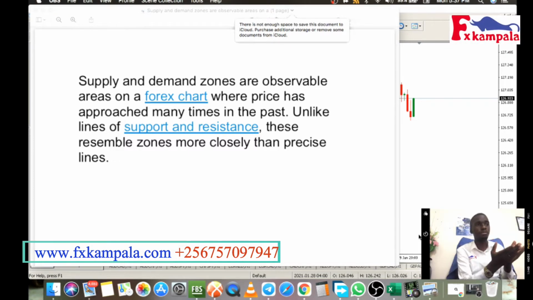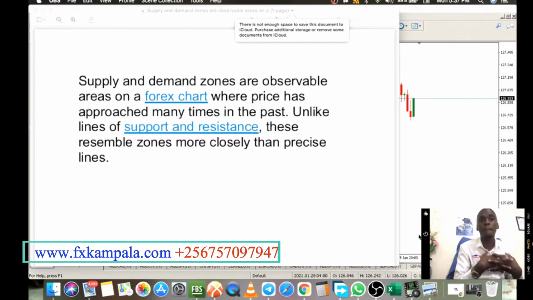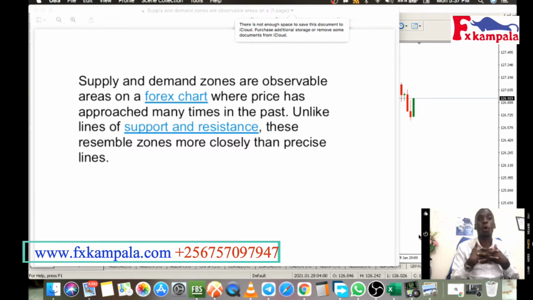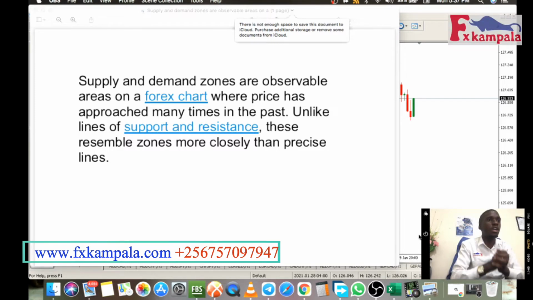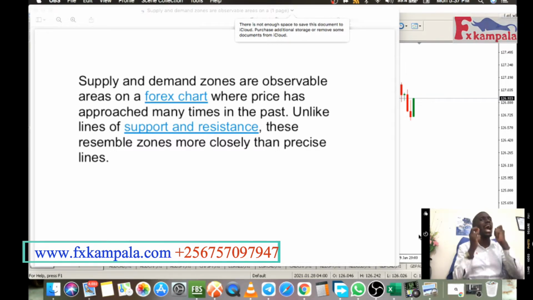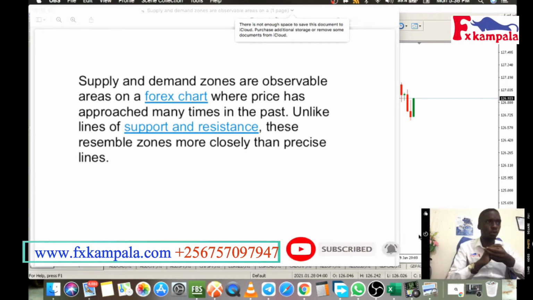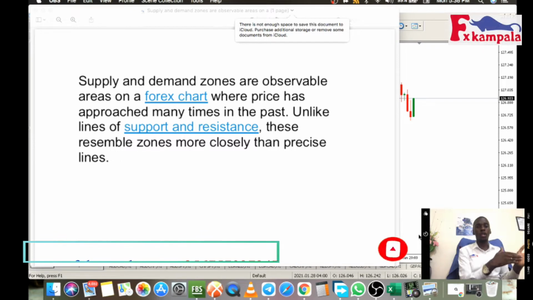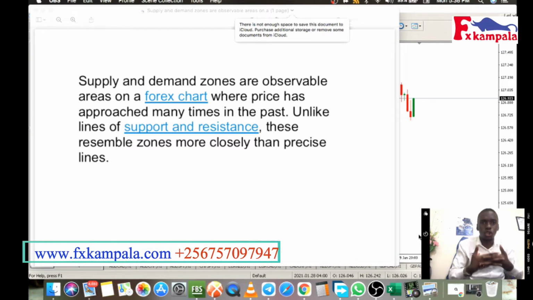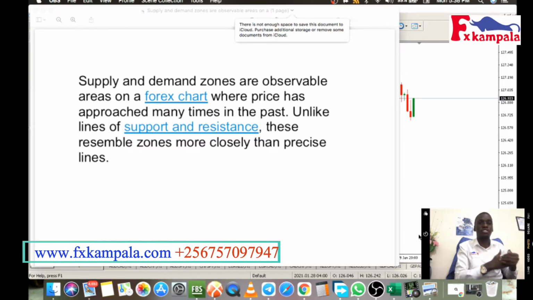Let's get to this statement, because it's from it that we get the difference between supply and demand in comparison with support and resistance. Supply and demand zones are observable areas of the Forex chart where price has approached many times in the past. We look out for those specific points, just like we're going to see in this video. Unlike lines of support and resistance, supply and demand are zones or areas. So that's the main difference.